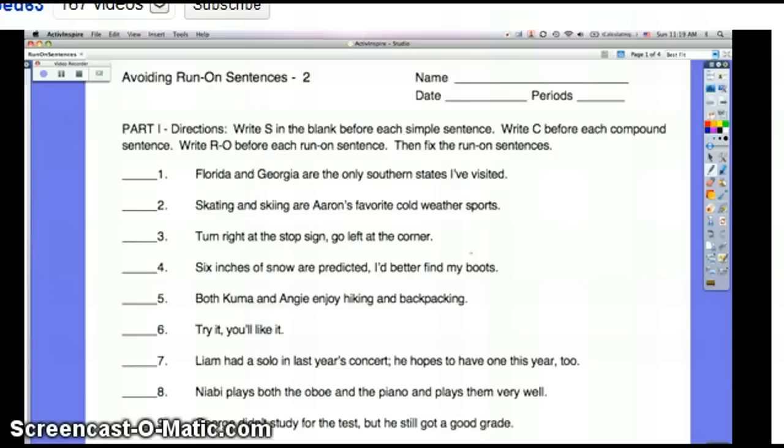So number 1 was a simple sentence. Number 2, skating and skiing are Aaron's favorite cold weather sports. Again, we've got a simple sentence here. Skating and skiing are Aaron's favorite cold weather sports is just one thought. We can't divide that into two or more thoughts.